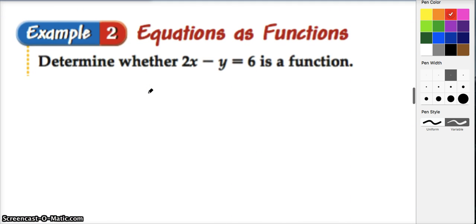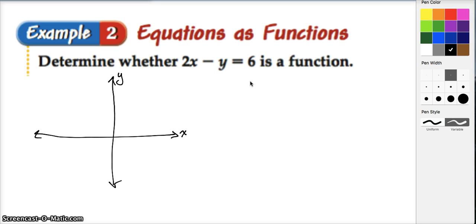So here we have example 2, equations as functions. Determine whether this is a function. To do that, we're going to use the skill we were just given, which is the vertical line test. We only use vertical line tests on graphs, so let's take a moment to graph this linear equation. You remember we talked about using intercepts to graph, right?